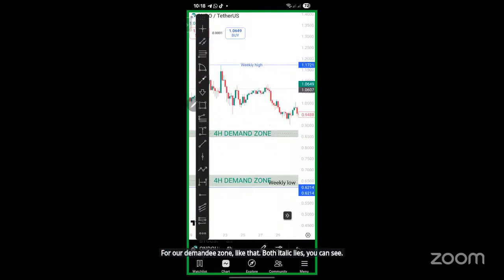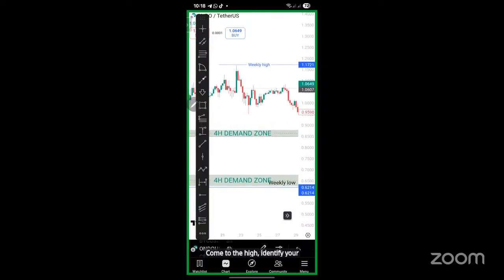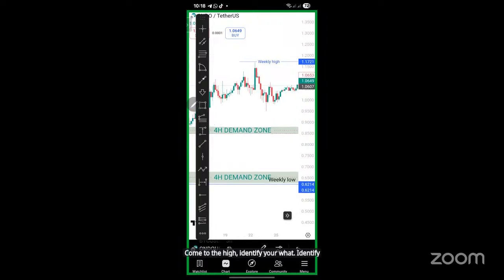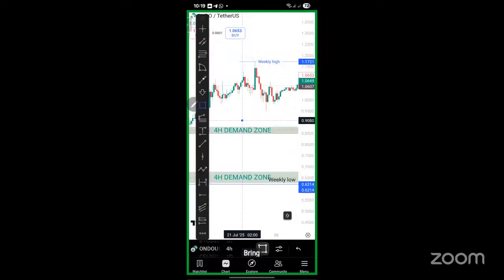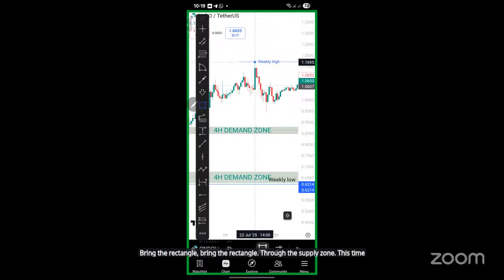Come to the high. Identify your supply zone. Okay? Bring the rectangle. Draw the supply zone. This time we will see that.